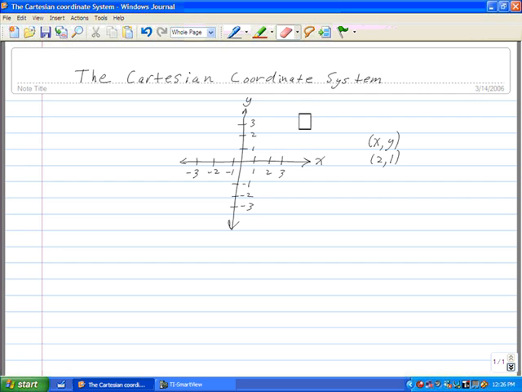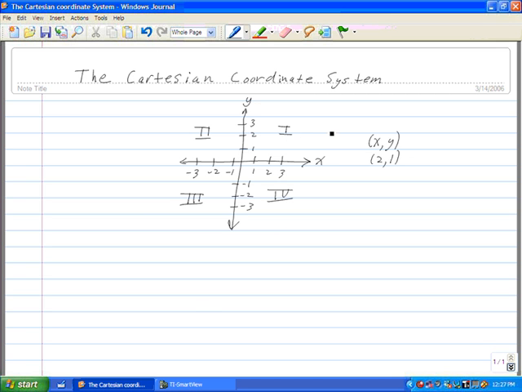Now, since this coordinate system cuts your plane, your flat surface, into 4 pieces, those pieces are called quadrants. Quadrant 1, quadrant 2, quadrant 3, and finally quadrant 4 are laid off in a counterclockwise fashion.